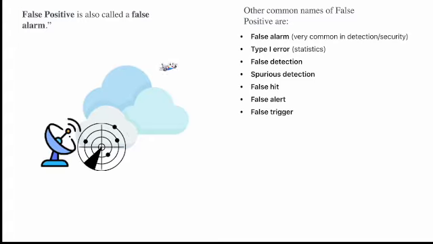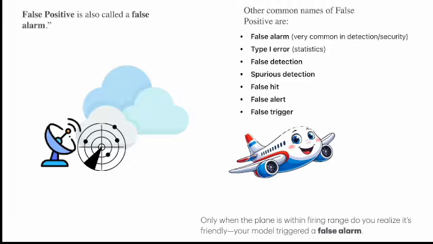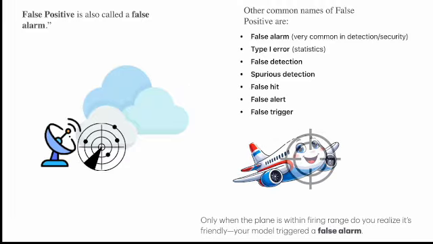A common example of a false positive is in enemy detection in the defense industry. Models used to distinguish enemy aircraft may misidentify a friendly plane and prepare to shoot it down. Alarms then go off due to a possible bombing threat. Only when the plane is within firing range do you realize it's friendly. Your model triggered a false alarm.